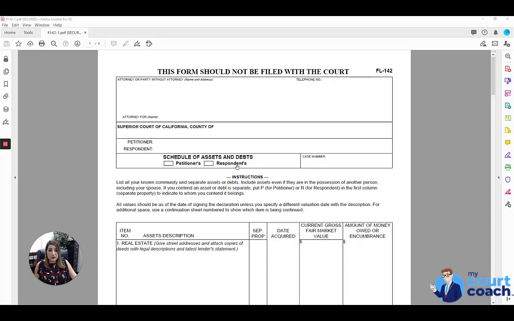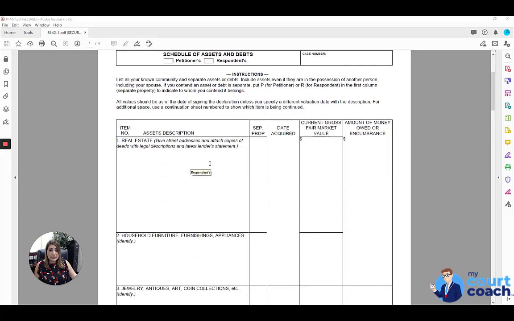So we start off the form by filling in the identifying case information at the top. Whatever your role is to the case, whether you're the petitioner or respondent, you would mark the correct box. And then we get to the listing of assets and debts, starting with real estate. You want to list the address of the property. And then if it's a separate property asset, in other words, you're claiming that it was acquired prior to marriage, after date of separation, or by inheritance or gift, you would put a check mark or some way to identify that you're claiming it's a separate property under this column. Under this column, you list the date it was acquired.